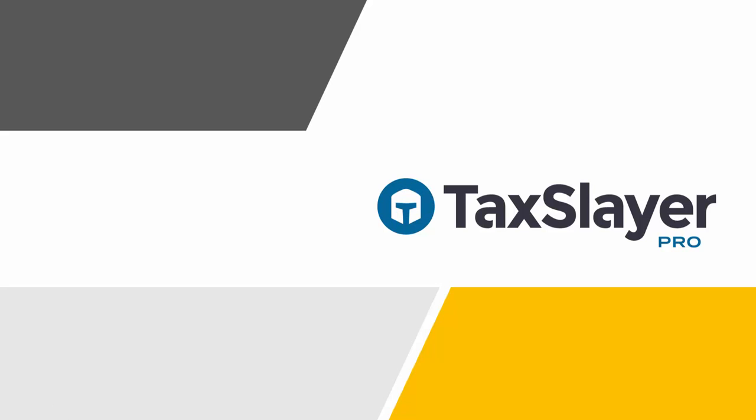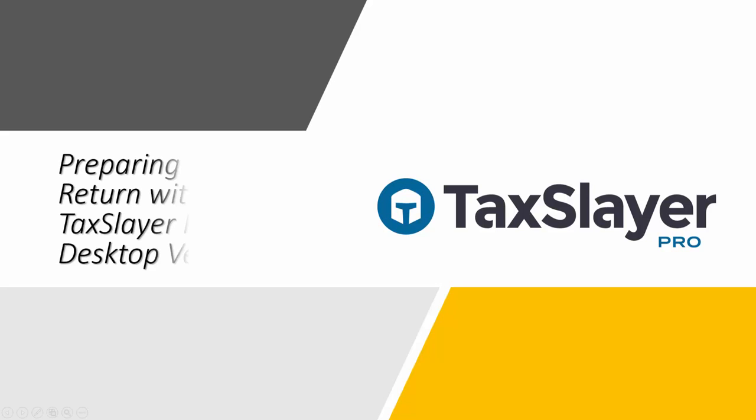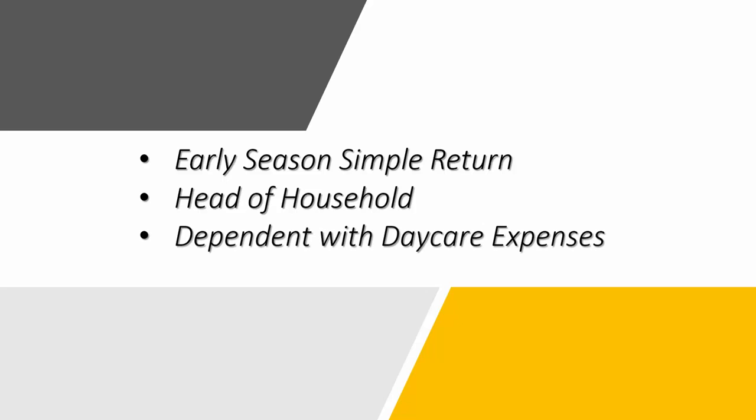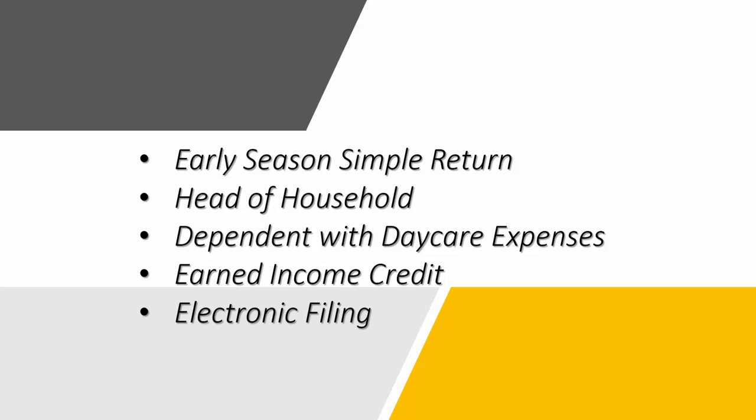In this video, we'll go over preparing a tax return with the TaxSlayer Pro desktop version. We're going to prepare an early season simple tax return. We're going to mark our client head of household filing status. Our client has a dependent with daycare expenses. Our client also qualifies for the Earned Income Tax Credit, and we're going to mark the return for electronic filing.